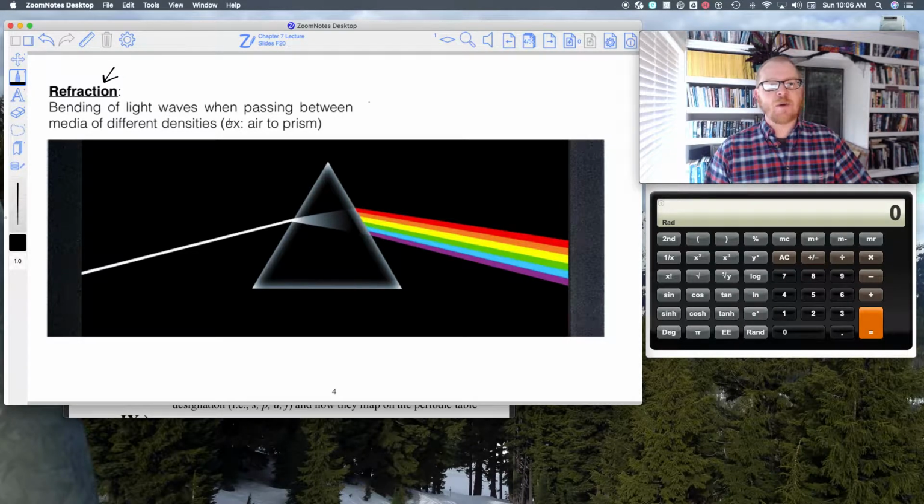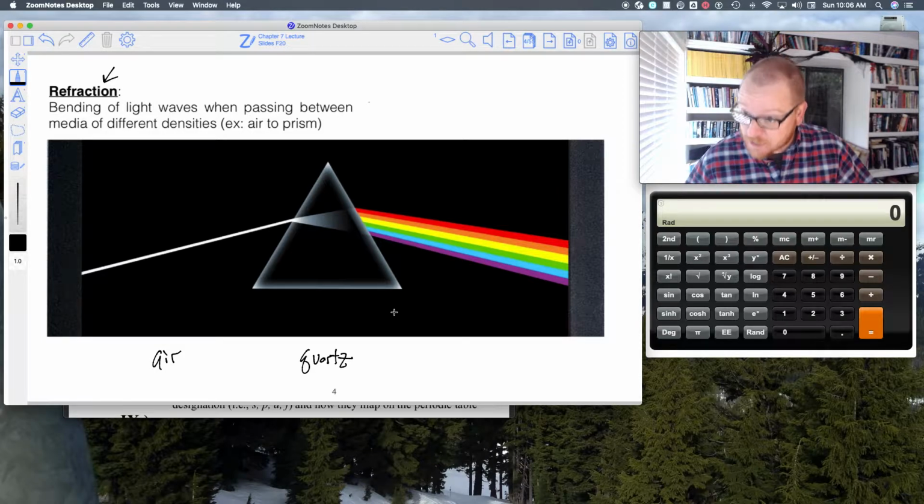And this is the bending of light waves when they pass between media of different density. So in other words, on the other side of this prism, it's air, but within this prism, it's typically quartz, okay? Those have much different densities, and as a result, the light travels at a different speed. It actually slows down a little bit in this more dense medium. And what that does is it separates those wavelengths of differing energy.